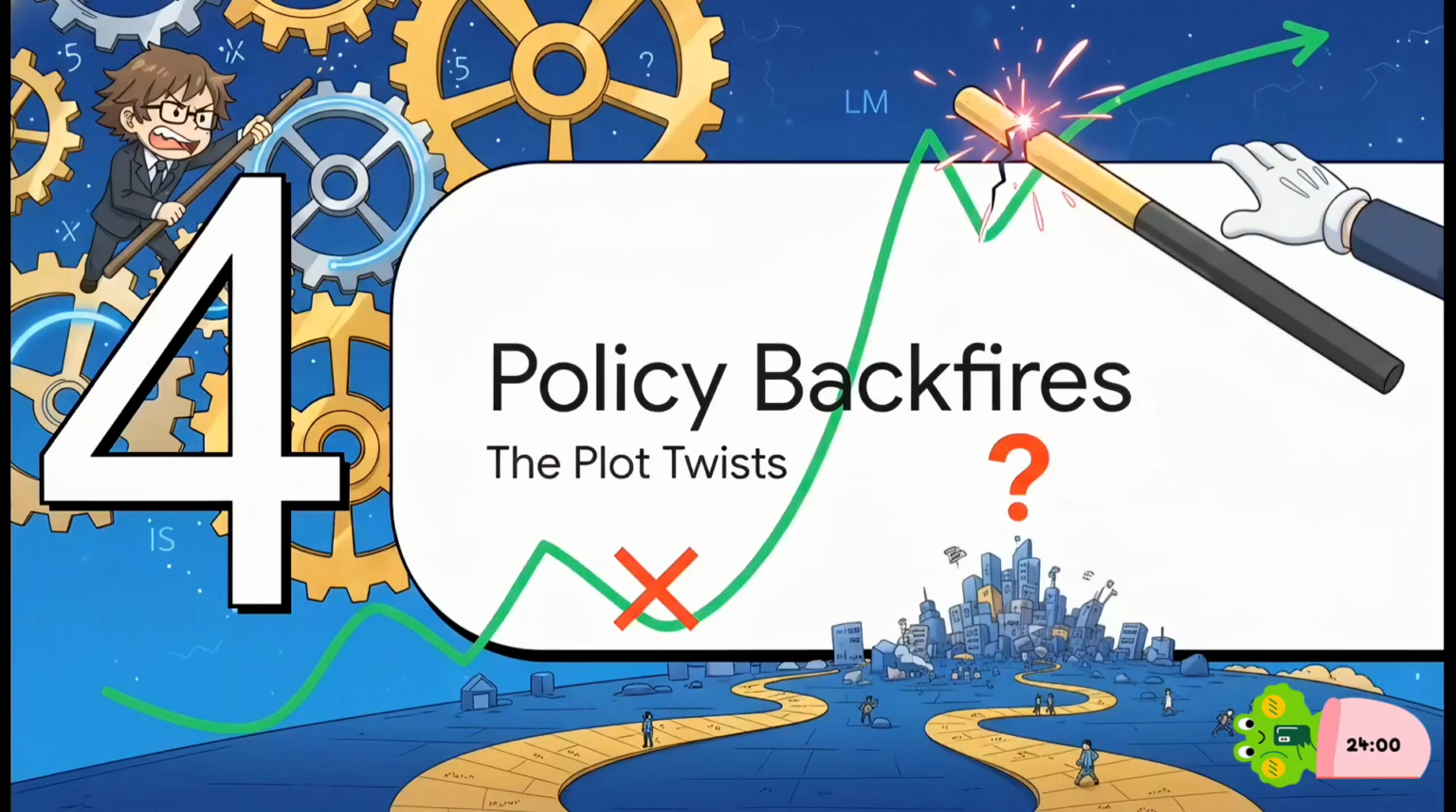Section 4. When policy shifts backfire, the plot twists. Shift a curve, fix the economy. Sounds super simple, right? But I have to warn you, these policy shifts are not magic wands. They come with some serious real-world limitations. Let's look at a couple of major plot twists.